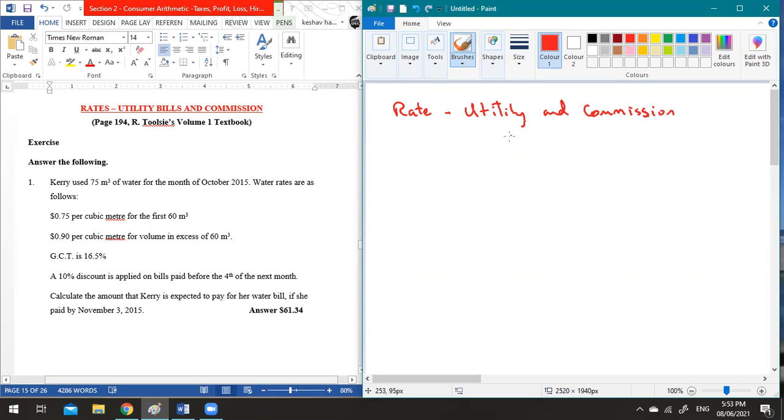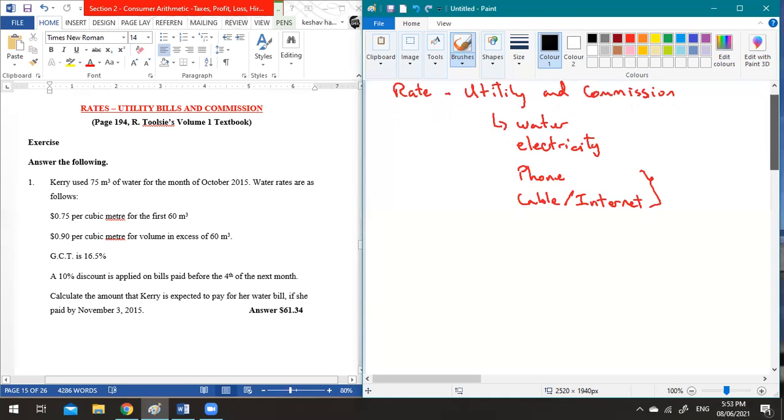Now, utility bills is like your water rates, so water, electricity. We do have gas rates in this country, phone, cable, internet. Recently, they combine all three, right? So this is basically how you calculate how much you owe in terms of your bills, right?